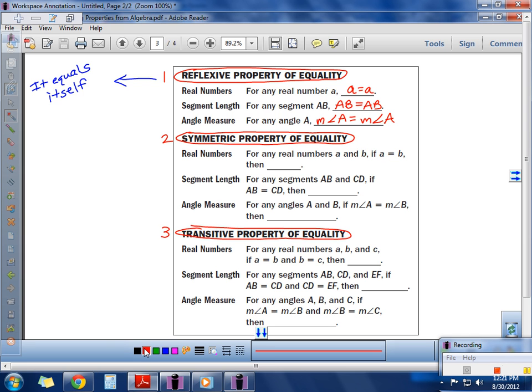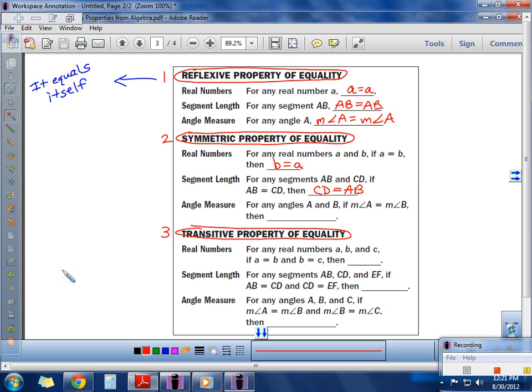Number 2, symmetric property. For real numbers A and B, if A equals B, then B equals A. Good job. Alright, we can also apply that to segment length. So if AB equals CD, we can say CD equals AB.